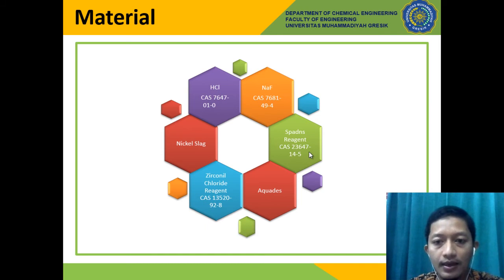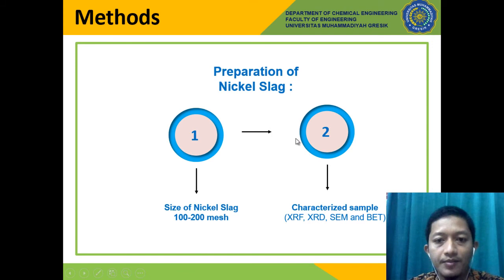And this is the material that I use. I need sodium fluoride, SPADNS reagent, acrylic zirconium fluoride reagent, nickel slag, and fluoride acid. This is the method of preparing the nickel slag. I must reduce the size of the nickel slag to 100 to 200 mesh, and after that I characterize the sample with XRF, XRD, SEM, and BET.